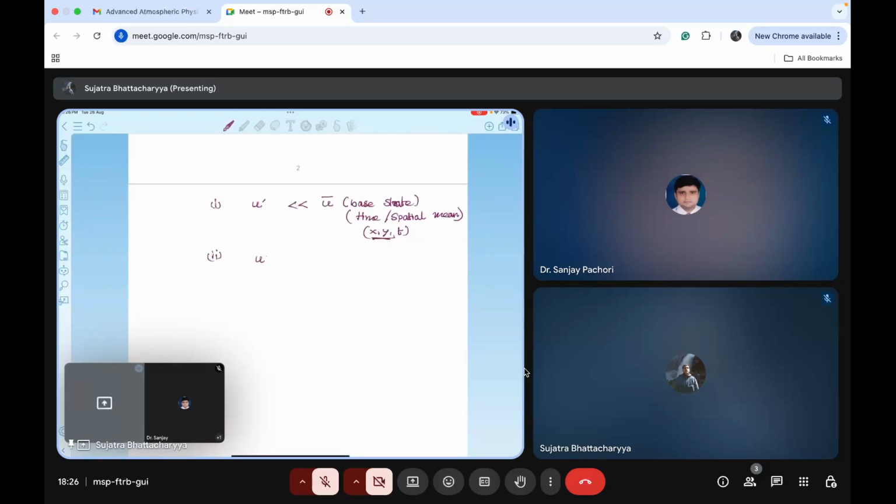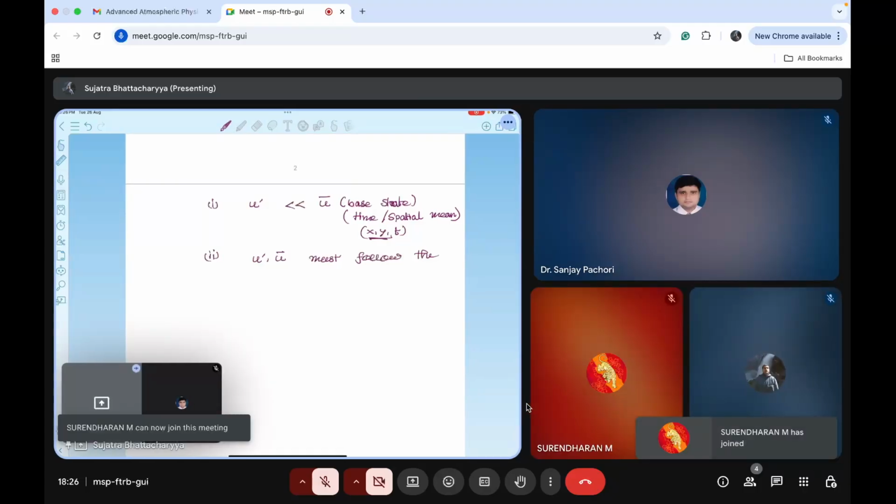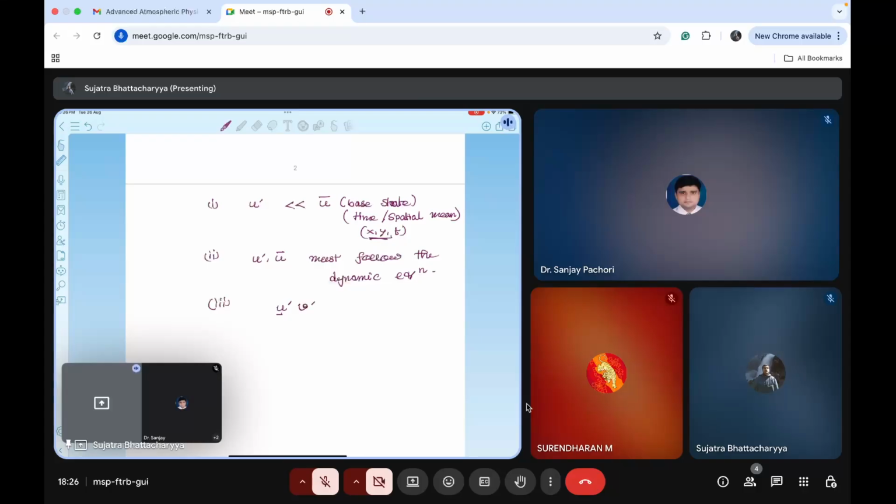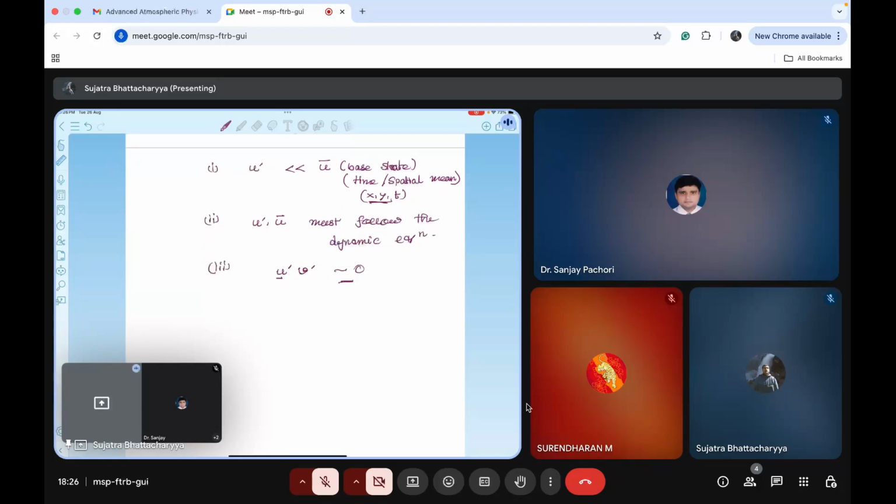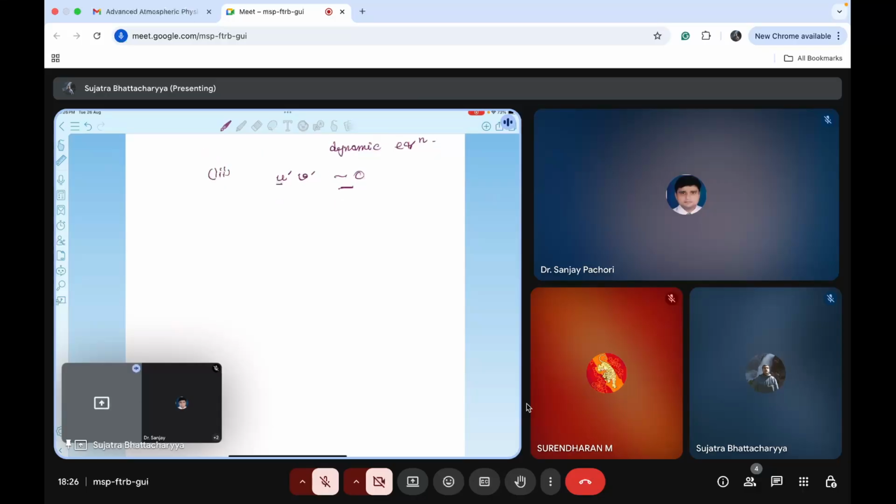Second is that both u dash and u bar must follow the dynamic equation, or should satisfy the equation. Third is that the product of the perturbations, so suppose u dash is one perturbation variable, and v is another variable whose perturbation term is v dash, this product term is zero, negligible. These are a couple of things for the perturbation theory.